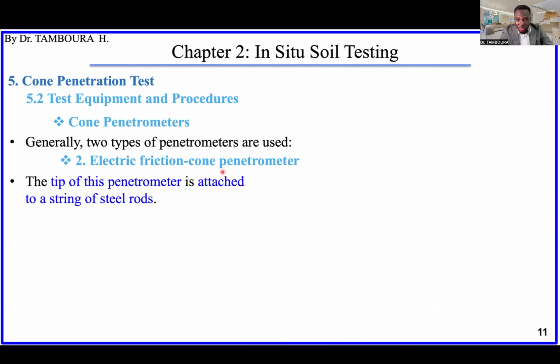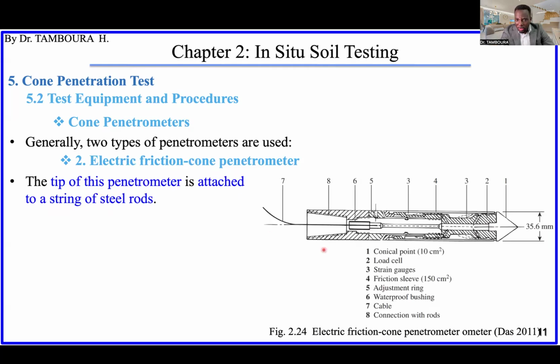Okay, the other one is the electric friction cone. This is the one I prefer actually. For this one, the tip of the penetrometer is attached to a string of steel rod. Okay, this is an example. The rods are not here actually, and from number 1 to number 8, 7 is here. You can try to know the names. Number 1, this point. Number 2, load cell. This load cell, this part. Number 3, strain gauge.